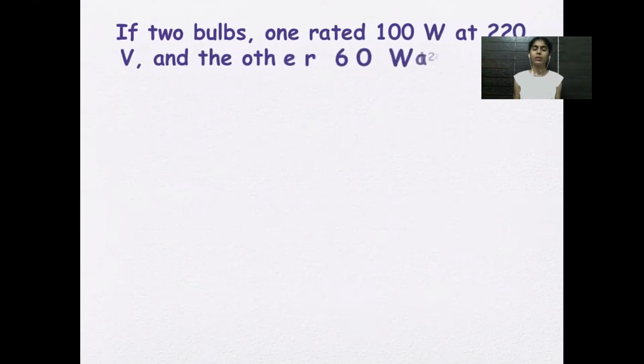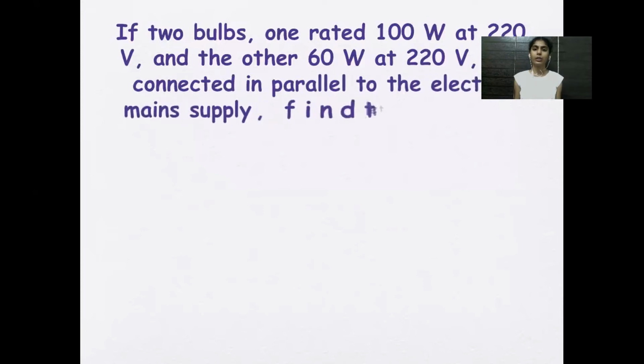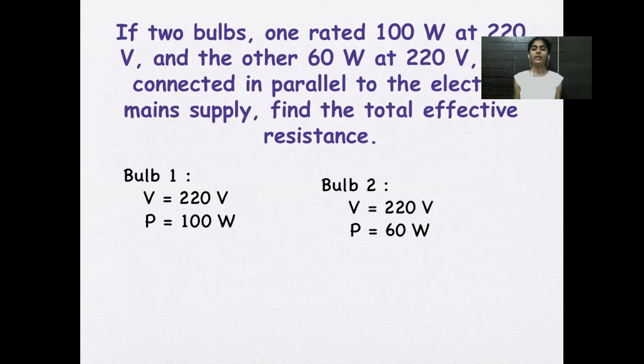Now, let's see another problem based on electric power. If two bulbs, one rated 100 watts at 220 volts and the other 60 watts at 220 volts are connected in parallel to the electric mains supply, find the total effective resistance. In this question, we have been given two bulbs, bulb 1 and bulb 2. Bulb 1 is rated 100 watt at 220 volts. That is, for bulb 1, potential difference is equal to 220 volts and power is equal to 100 watts. Bulb 2 is rated 60 watts at 220 volts. That is, for bulb 2, potential difference is equal to 220 volts and power is equal to 60 watts.